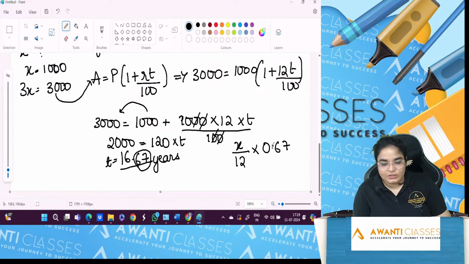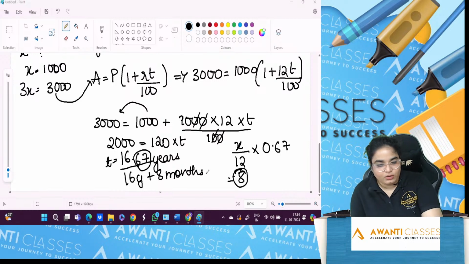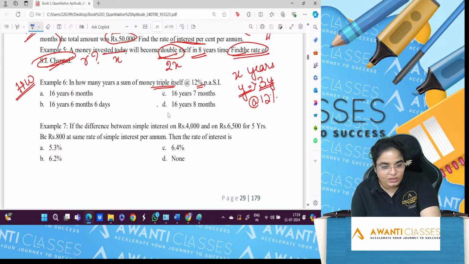If this is not easier for you all to understand, you can also do cross multiplication and find out. It is the same thing. It will come out to about 8. Yes or no? So it is 16 years and 8 months. Is there an option for that? C 7, D 8. Usually in the exam, such close questions will not come. You will find maybe one of these two.